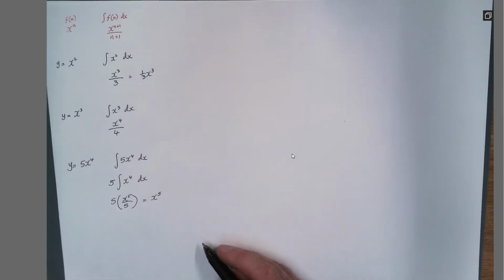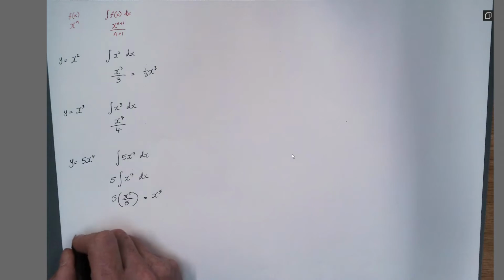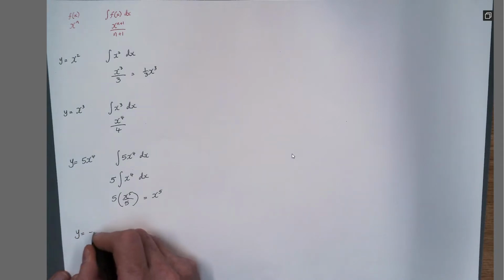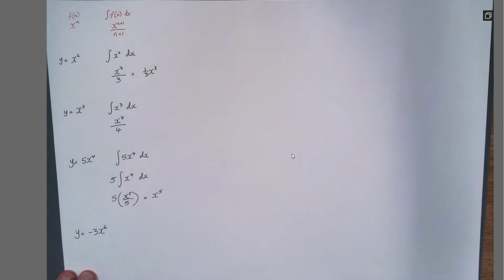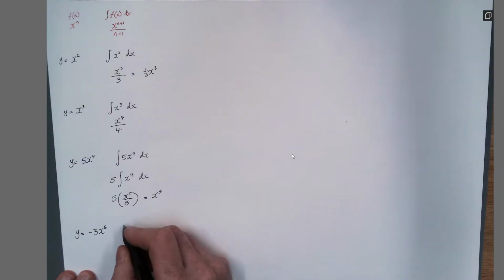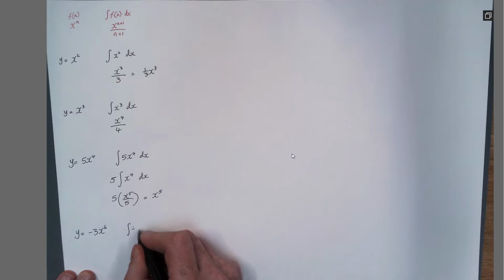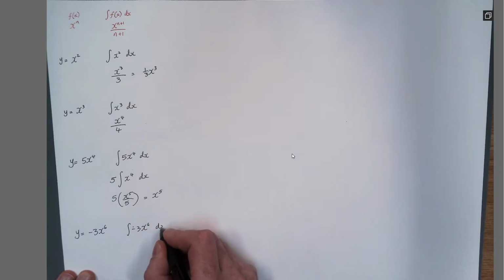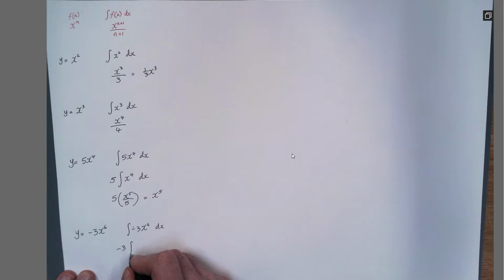Okay, now the next equation: y equals the integration of minus 3x to the power of 6 dx. So we take the minus 3 outside the integration, leaving the integration of x to the power of 6 dx, times minus 3. Now integrating x to the power of 6 gives x to the power of 7 over 7, plus a constant.